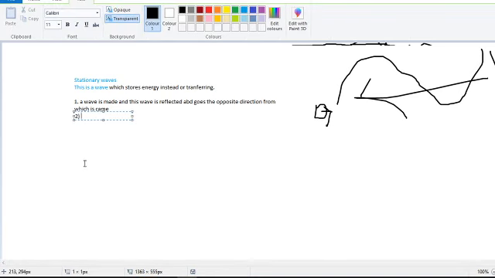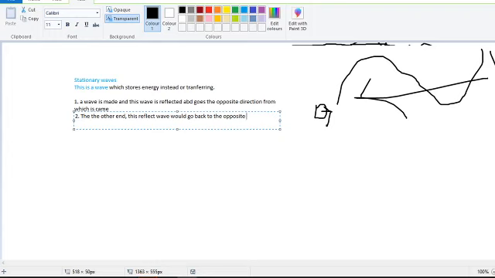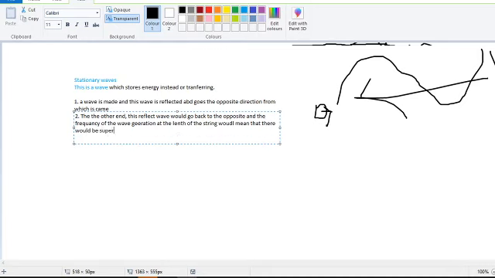So 2. At the other end, this reflected wave would go back to the opposite, and the frequency of the wave generation at the length of the string would mean that there would be superposition. So we already know what that means.